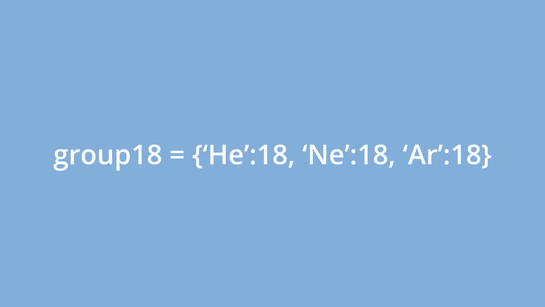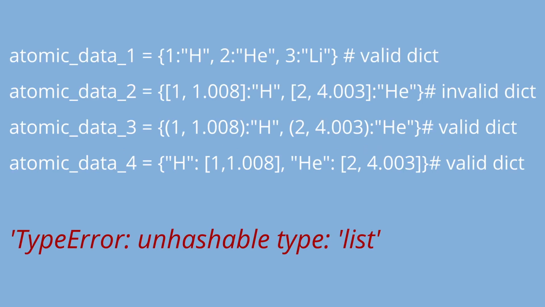For example, a dictionary of group 18 elements. Same value, different keys. Totally fine. Some more examples: atomic data 1, valid. Atomic data 2, invalid. Lists as keys are used. Atomic data 3, valid. Tuples as keys. Atomic data 4, valid. Lists as values. If you try atomic data 2, Python says TypeError: unhashable type: list.